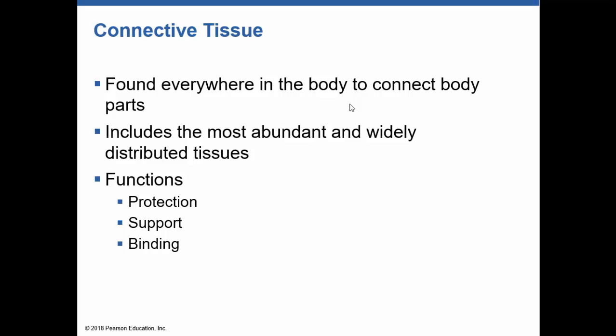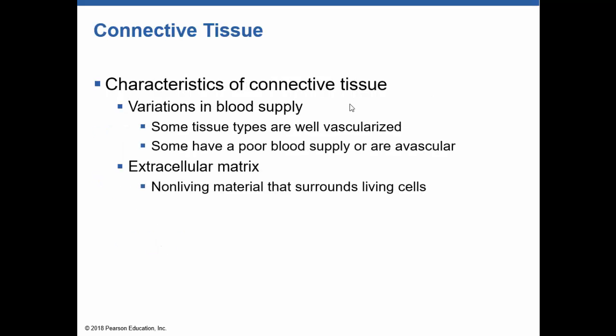Connective tissue. So our next tissue is connective tissue. It's found everywhere in the body, and it does exactly what it says. It connects body parts. It's very abundant, widely distributed. Its purpose is to protect, support, and bind.